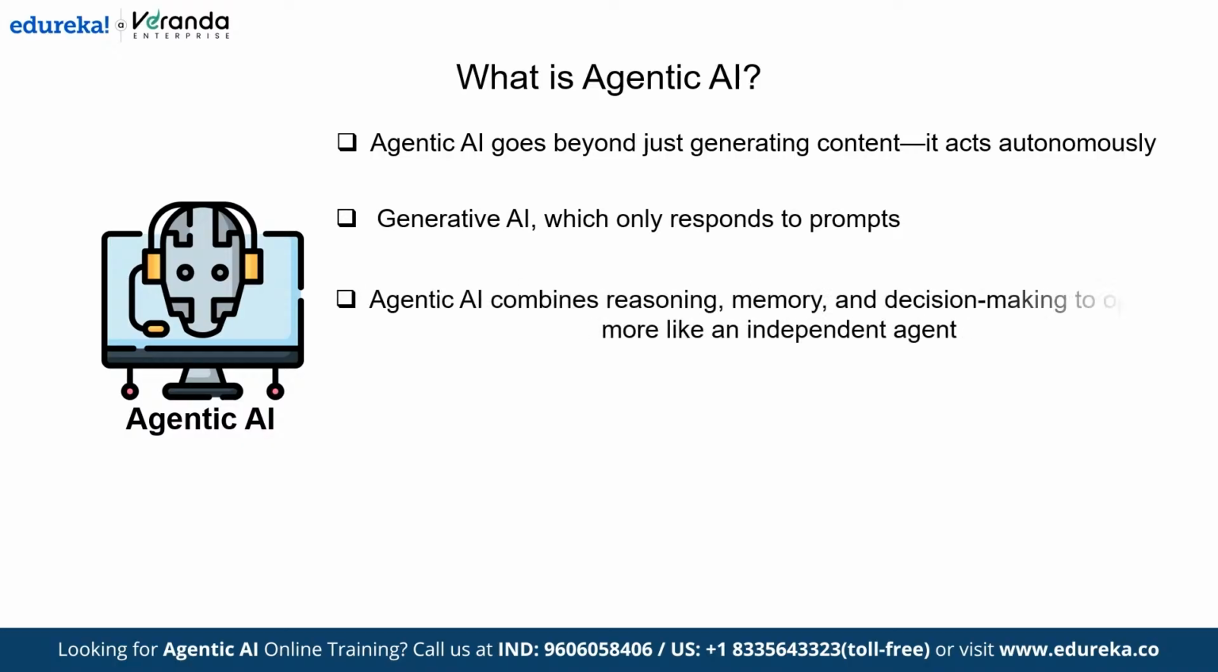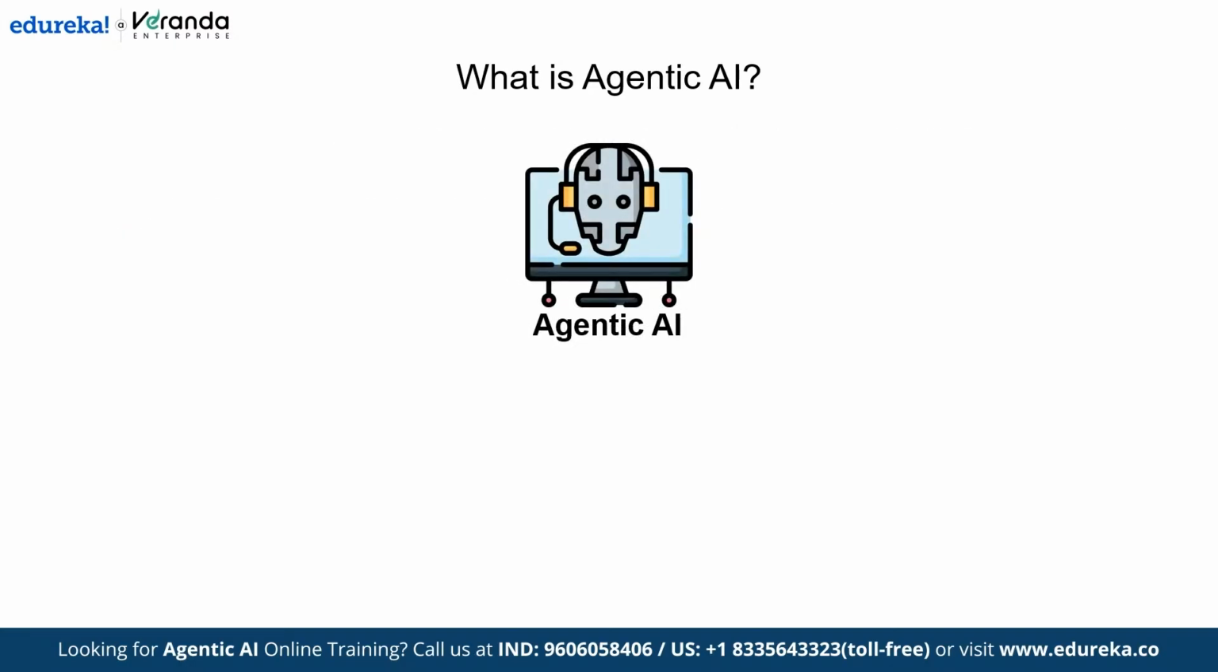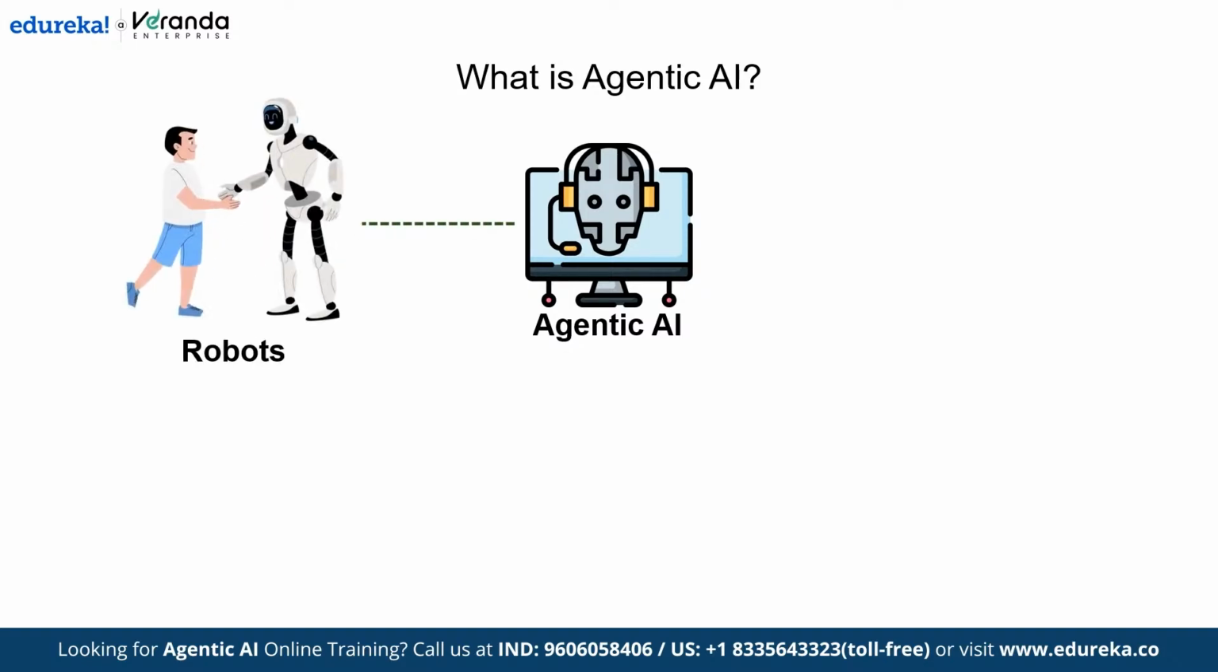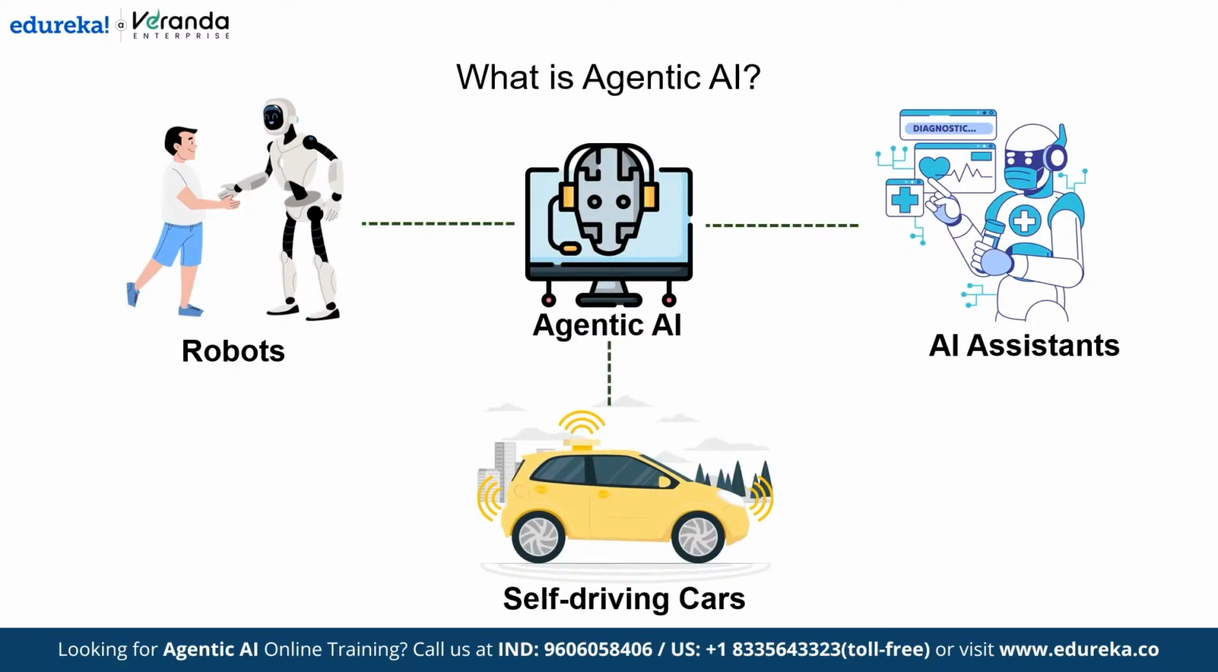At its core, agentic AI combines reasoning, memory, and decision-making to operate more like an independent agent. It doesn't just create, it analyzes, strategizes, and acts. Real-world examples include autonomous robots, which navigate and complete tasks on their own; AI-driven personal assistants, like those managing schedules, booking flights, and handling emails without human oversight; and even self-driving cars, which continuously assess their environment and make split-second driving decisions.